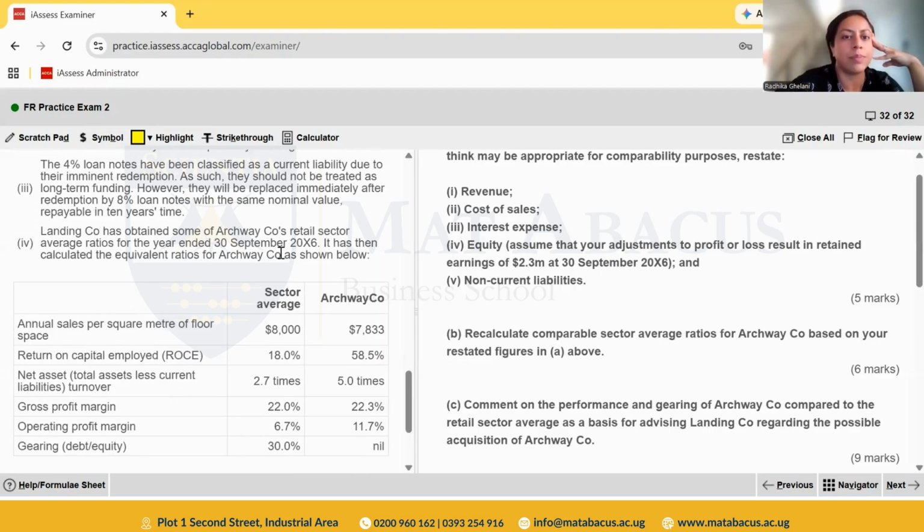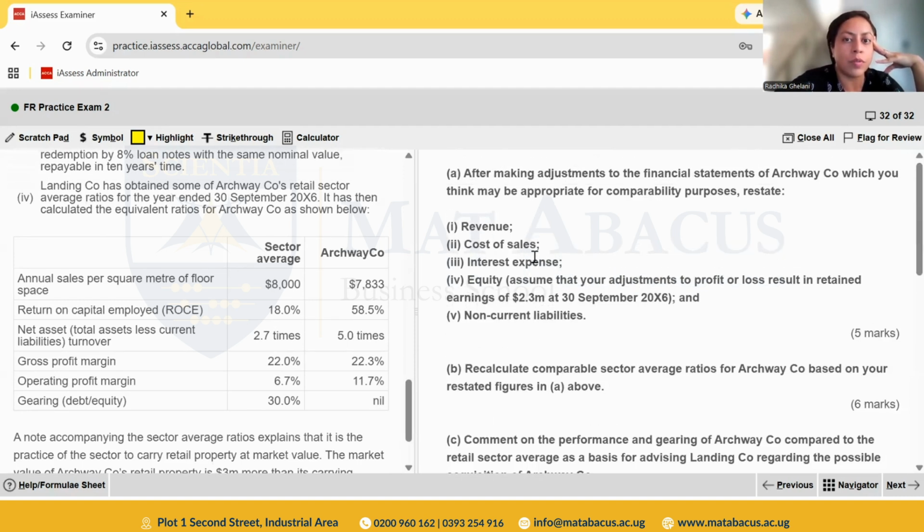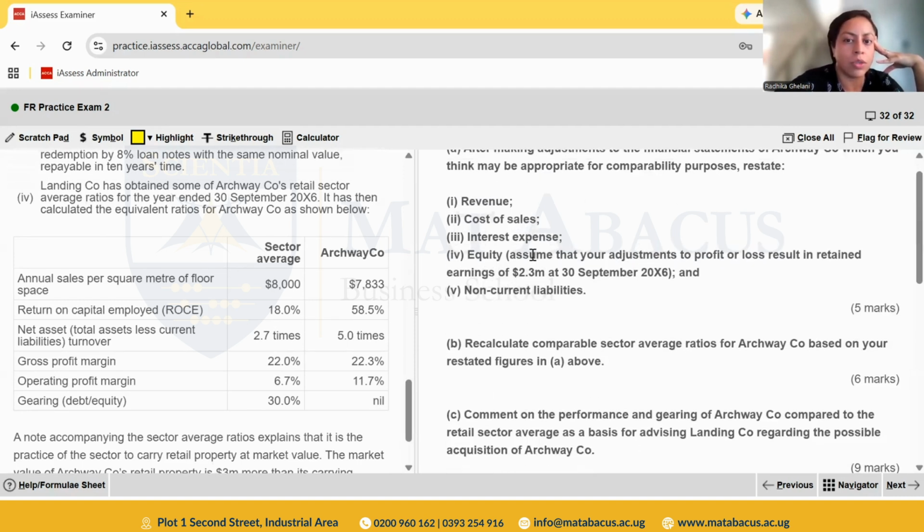ratios for the year ended September 2016. It has then calculated the equivalent ratios for Archway Company as shown below. So they've given us the sector average and they've given us Archway Company. Now this is before the adjustments. So the first part of the question is asking us to make the adjustments to those figures, and part B is asking us to recalculate all these ratios after we've adjusted those figures. And then part C is obviously asking us to comment.